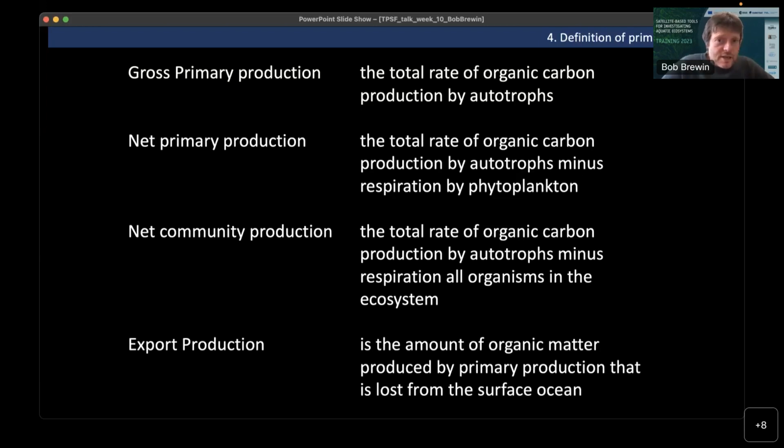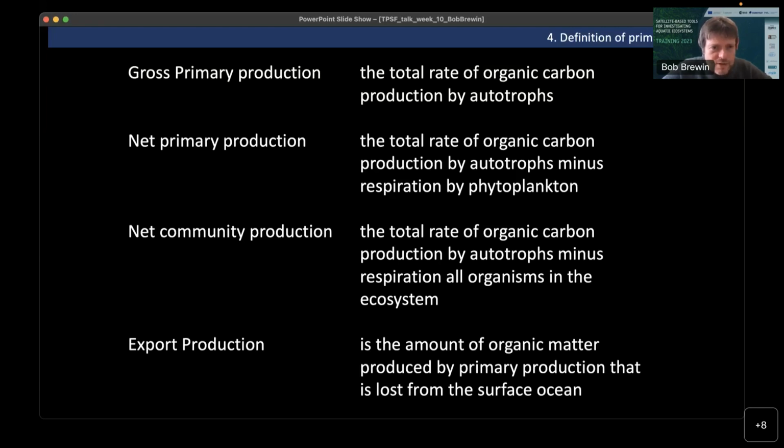So this is referred to as the total rate of organic carbon production by phytoplankton, by autotrophs, but minus the respiration by phytoplankton. Respiration is, of course, the inverse process of photosynthesis, whereby oxygen is converted back into CO2. So with net primary production, you subtract the respiration away from the gross primary production in order to get net primary production, but the respiration only by phytoplankton.